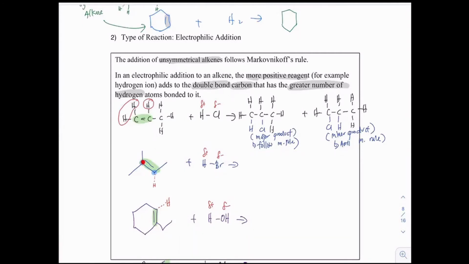So this carbon, is there any H? No, because this is a C, this is a C. So no H, but this carbon has only one H. So the more positive H will move to the greater number of hydrogen site, which is here. The Br will be bonded to here.